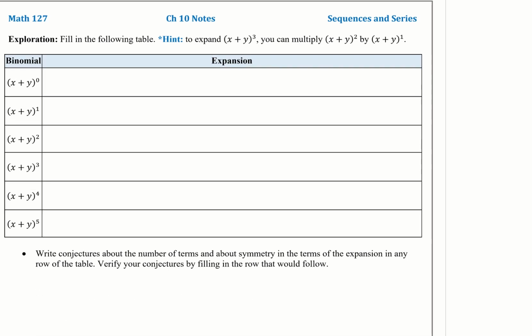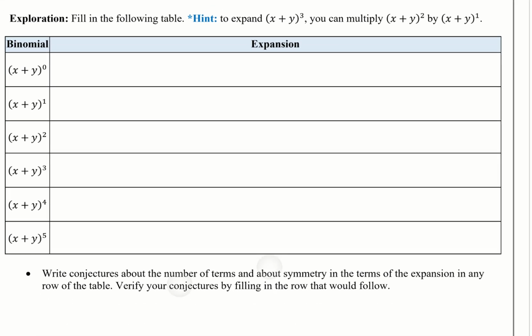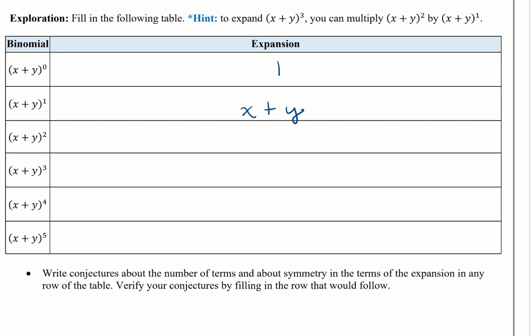So this one, we're going to expand out all of these different powers. And then we're going to make some conjectures. So we'll expand some of this together. As a reminder, any non-zero value taken to the power of 0 is 1. X plus y to the first power, it's just itself. X plus y quantity squared, if we use the pattern we've established, is x squared plus 2xy plus y squared.